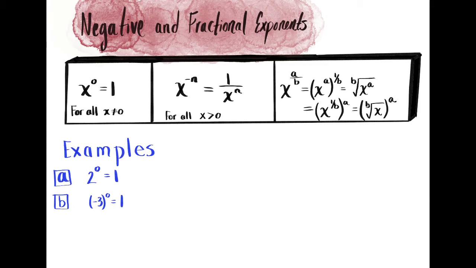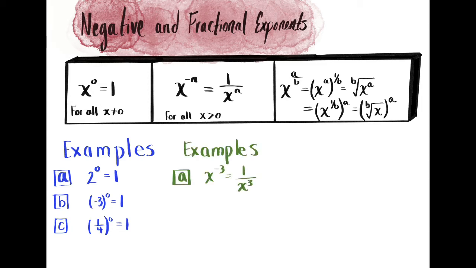So let's first look at anything to the 0 power. If you look at a, b, and c, all of these have an exponent of 0, so they all equal 1. Now, if you have a negative exponent, like x to the negative 3, you just flip it. So it becomes positive, it would be 1 over x to the power of 3. Same thing with b, and same thing with c.